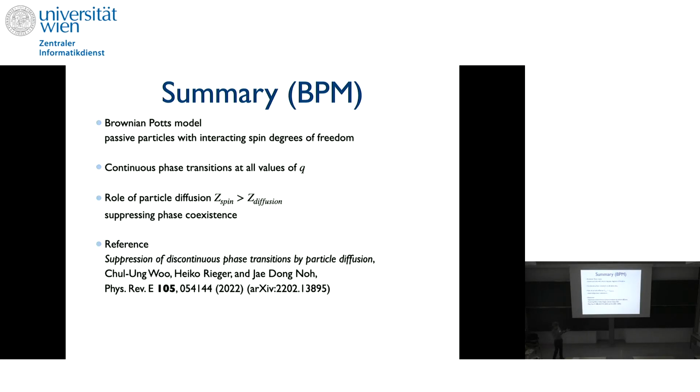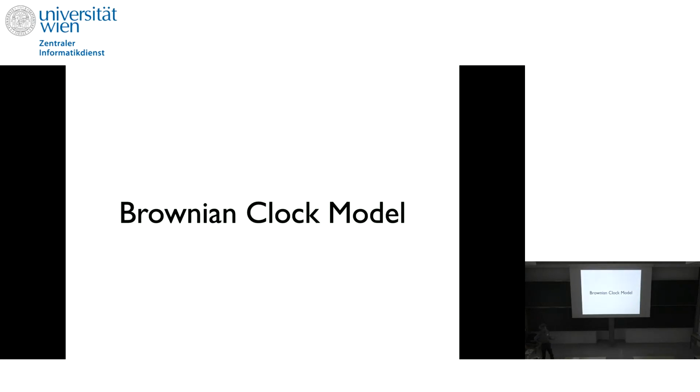This is some partial summary. Okay, so I introduce this passive Brownian Potts model, and there are two time scales, and due to this inequality the phase coexistence is suppressed. This is the reason why we have a continuous phase transition in this case. And then I move on to some very similar problem.